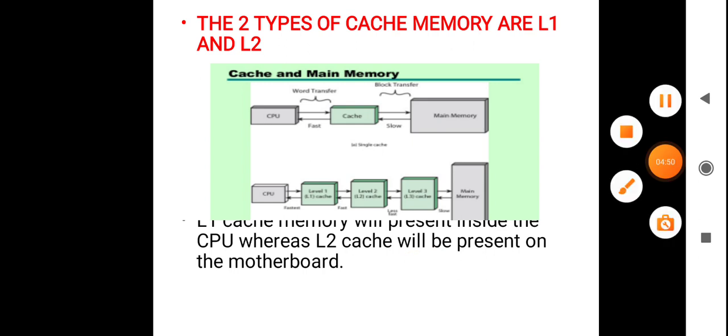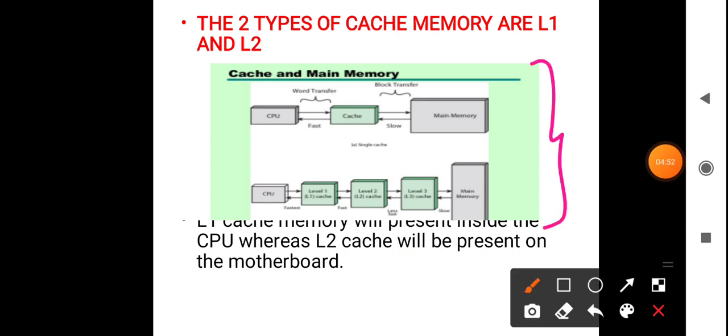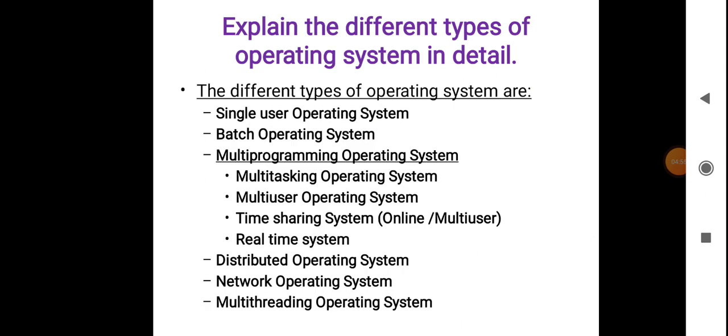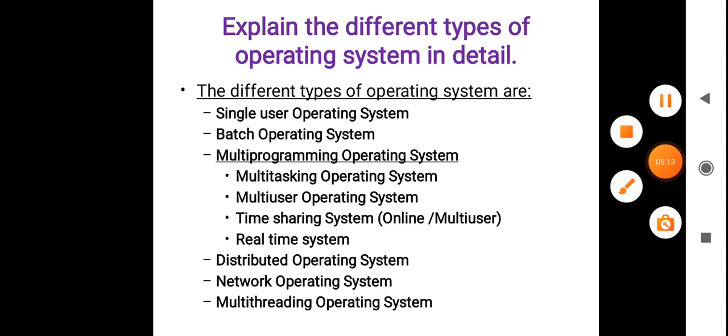a diagram. Okay. So next question: explain the different types of operating system in detail. What does operating system mean? It is an intermediary between the computer user and the hardware, right? So in types of operating system, we have these many.